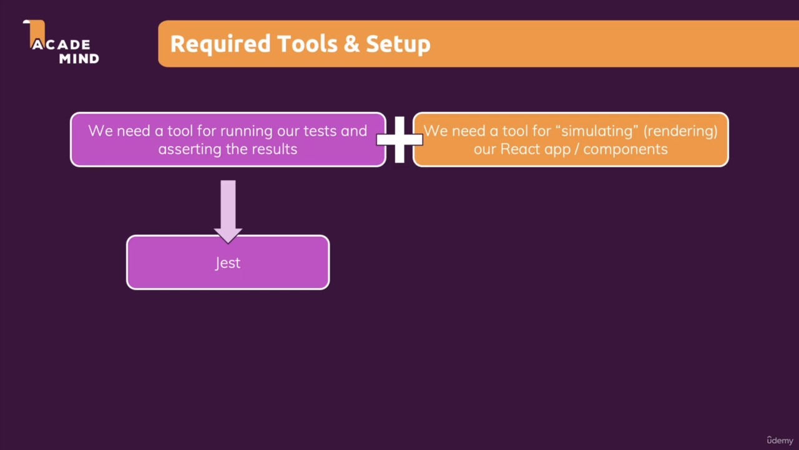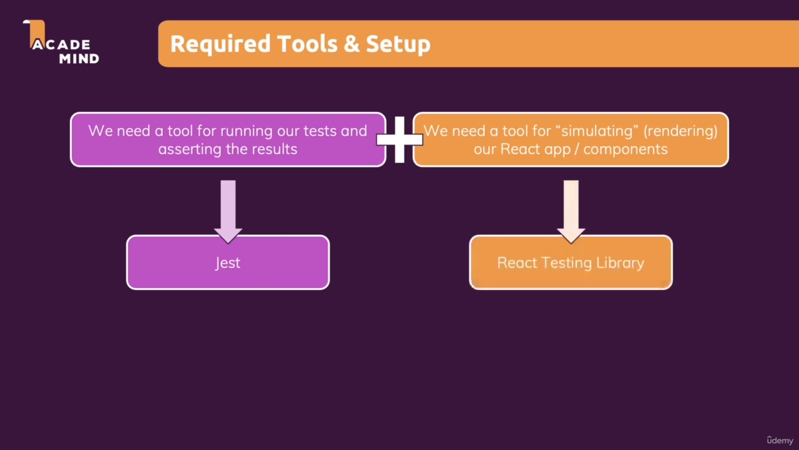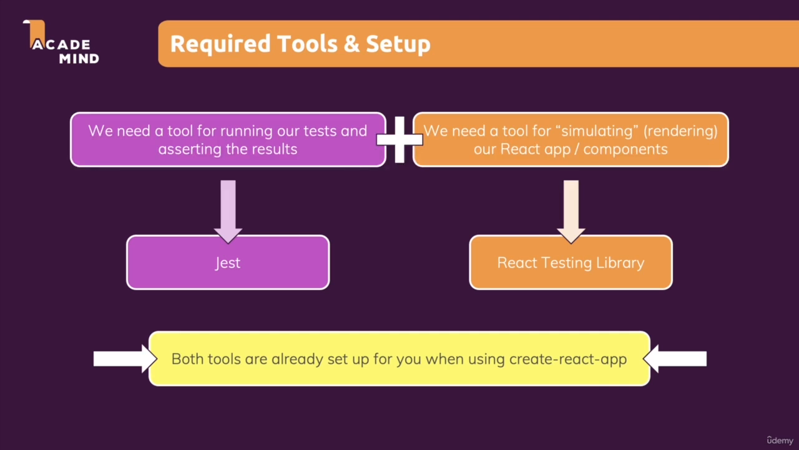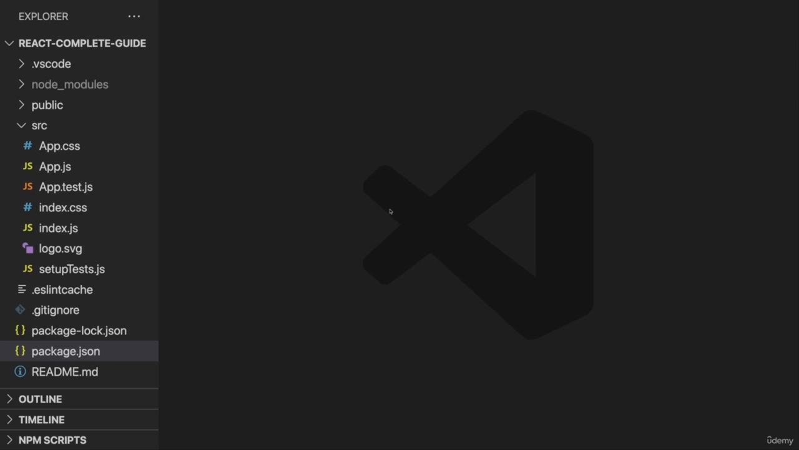Now, for simulating and rendering our components and the React app, we typically use the React testing library these days. And both these tools are already installed and set up for you when you work in a project created with Create React App. Here I got such an example project. You also find this project attached. And in there, we'll have a look at the code later.